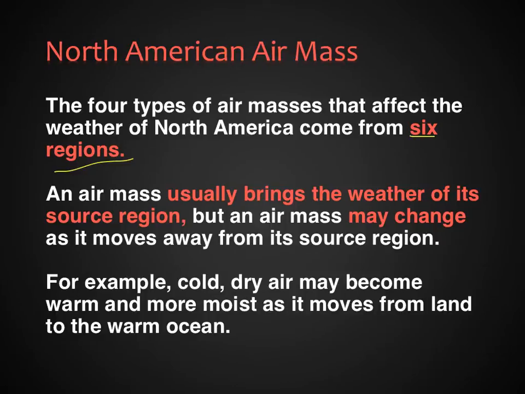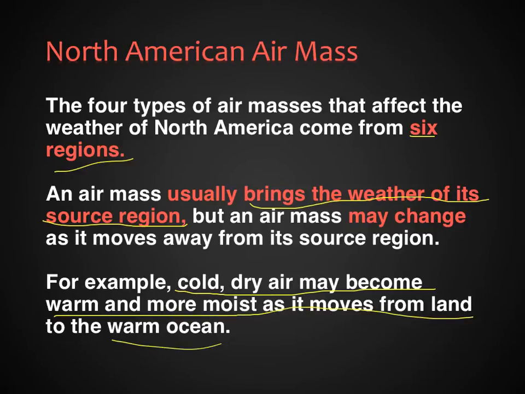And typically an air mass brings the weather of its source region. So if it's a warm, dry air mass, we get warm, dry weather. If it's a cold, dry air mass, we get cold, dry weather. The cold, dry air mass can become warmer and more moist as it moves from land over a warm ocean. So the air masses can change over time depending on how fast they're moving and how long they spend over new landforms.